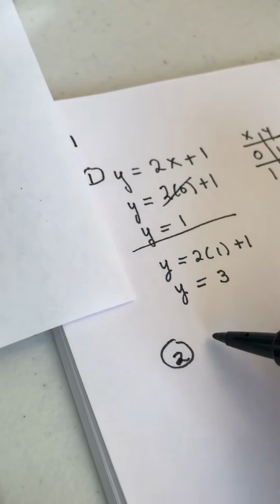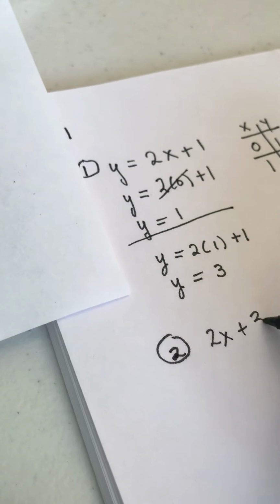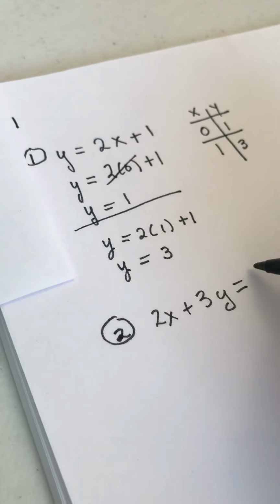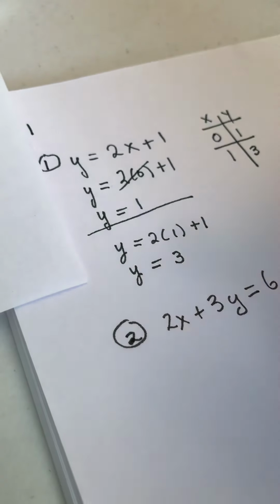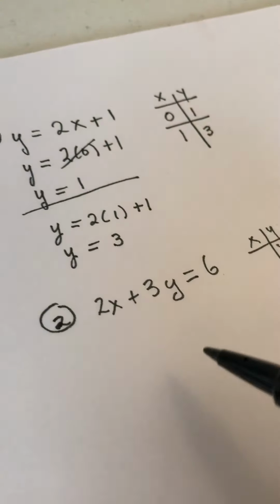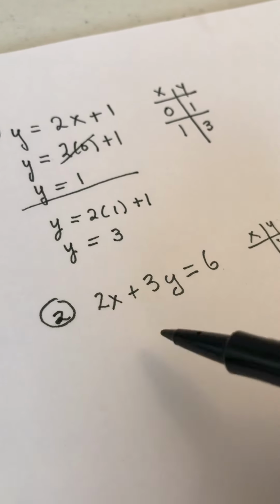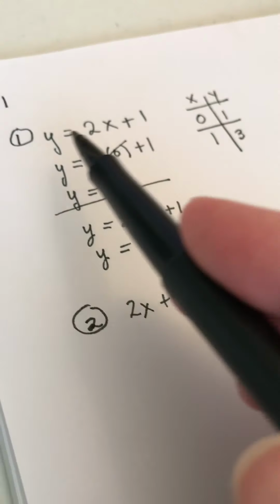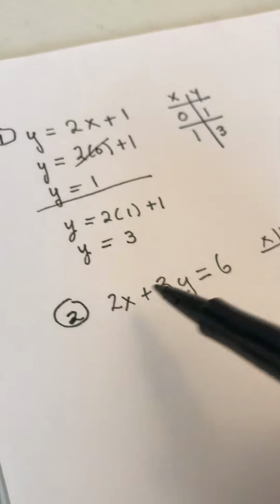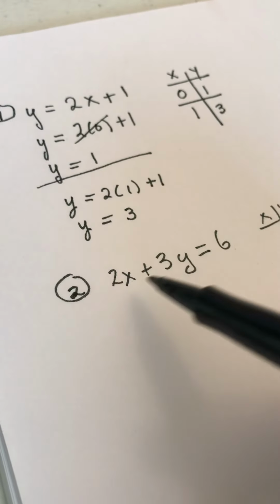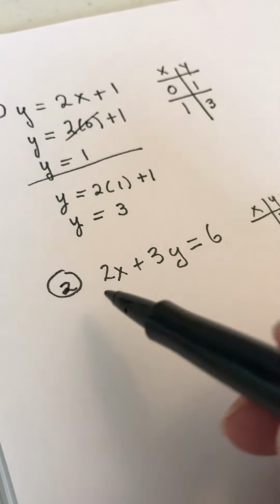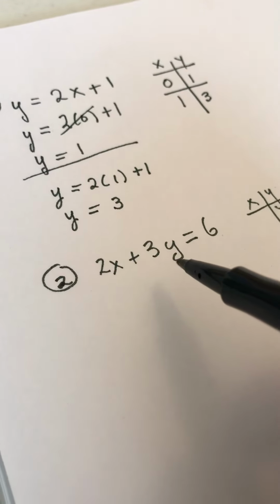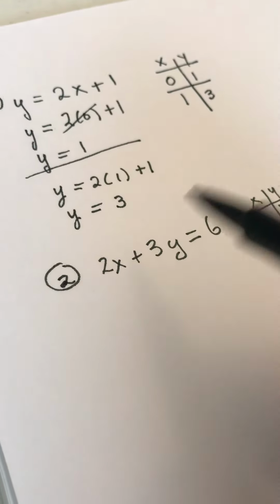Number 2 is 2x plus 3y is equal to 6, and I'm going to do an XY chart. Now this one is a little different in form than this one. This one y is solved for, and this one you have x and y on the left side of the equation.